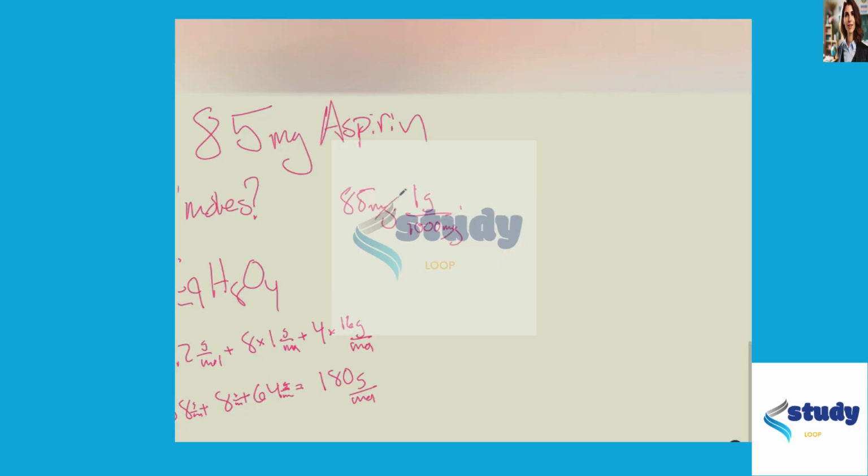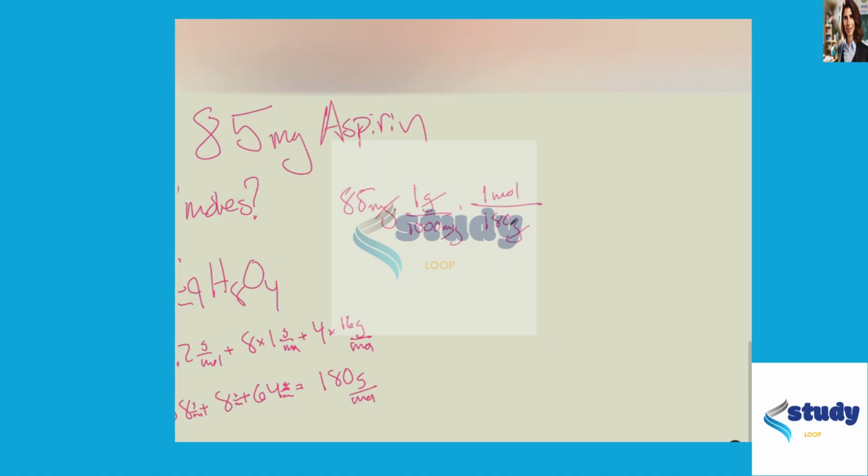The milligrams will cancel. And then we can multiply it by the, well, we want to get rid of grams. So we're going to have to put 1 mole over 180 grams of aspirin. Okay, so these grams will cancel and we'll be left with moles. So now we just plug this all into our calculator.